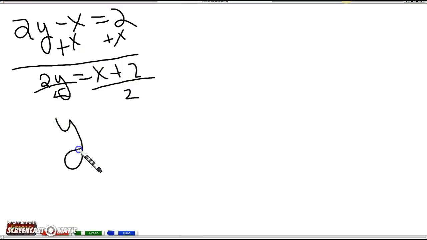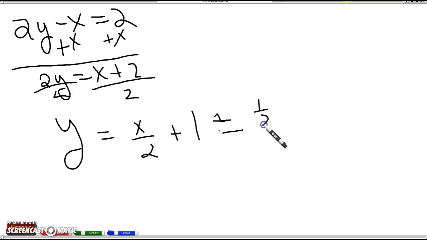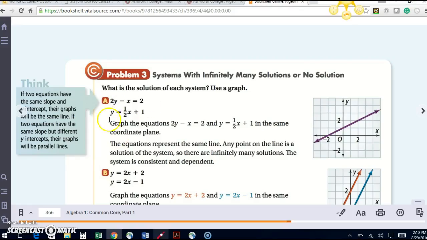And I'm going to get y is equal to x over 2 plus 1, or another way of saying this is 1/2 x plus 1. And I did that because that's the same as the second equation. So they're the exact same line. If they're the exact same line, they don't even have to graph that to see.